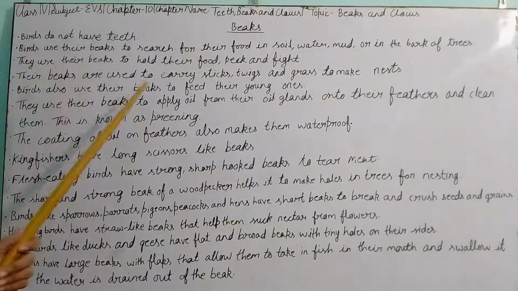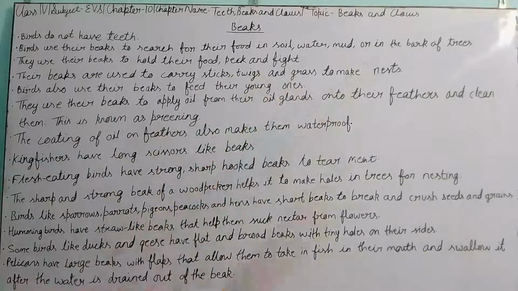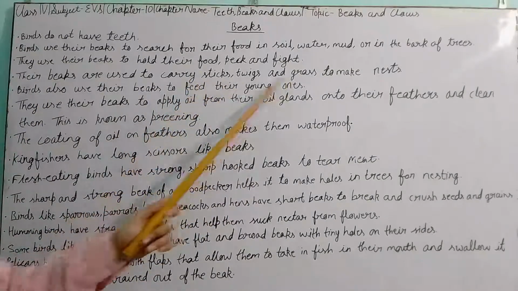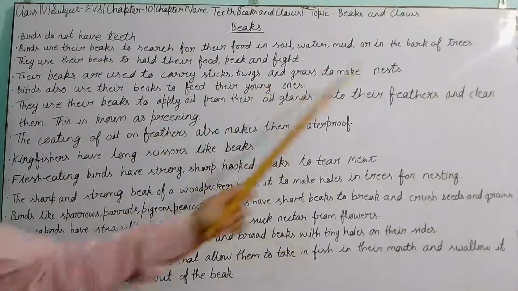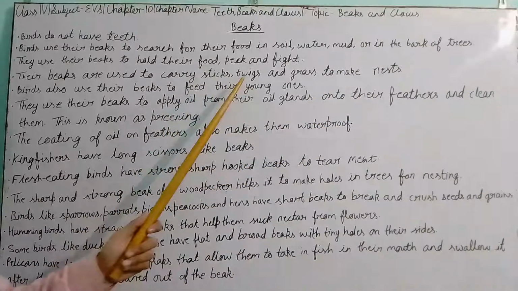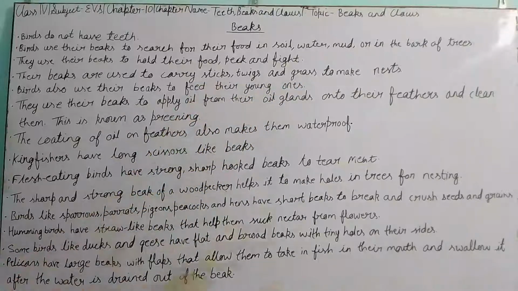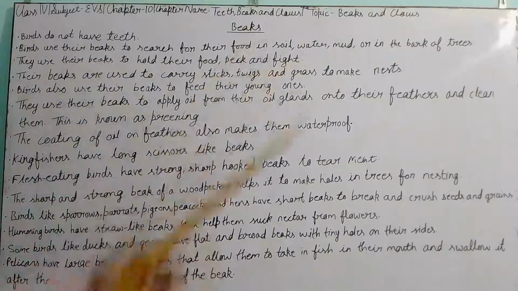Their beaks are used to carry sticks, twigs and grass to make a nest. With the help of these beaks, they can easily carry these types of things that help to make their nest. They can easily hold them tightly and take them from a long way to their nest.